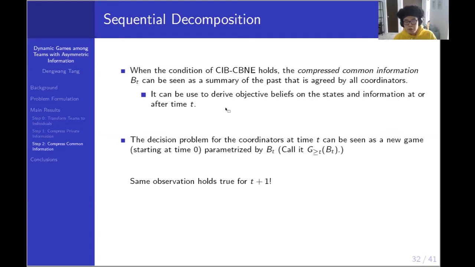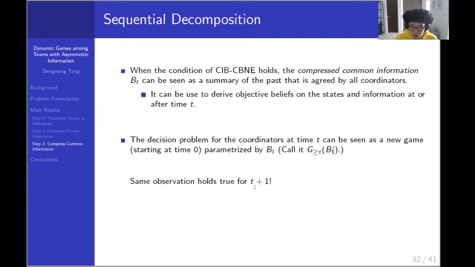So think of this situation where all the coordinators are now at time t. They want to decide what to do for this half of the game, starting from time t, given what they have already done before. This part can be seen as a new game, starting at time 0, that is parametrized by this consensus summary of the past, B of t. We call this game G greater than t, with parameter B of t.